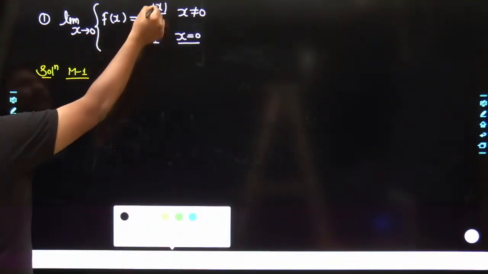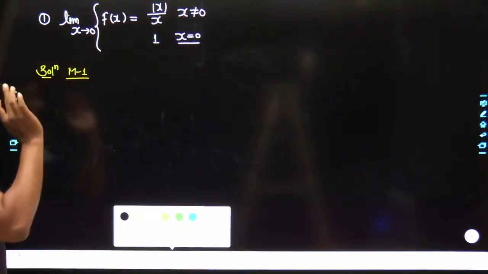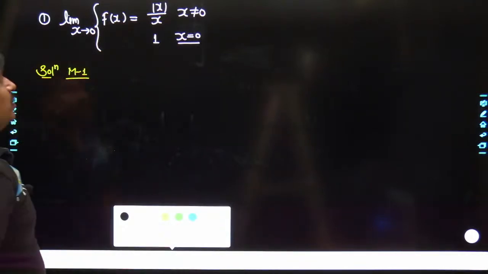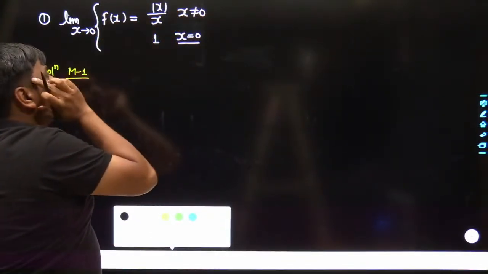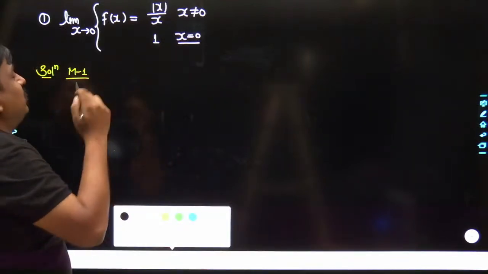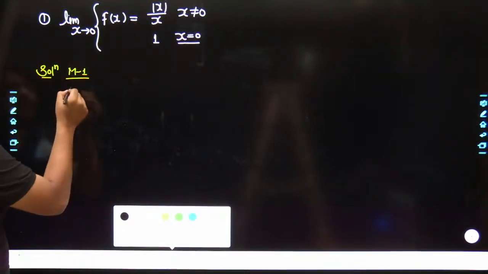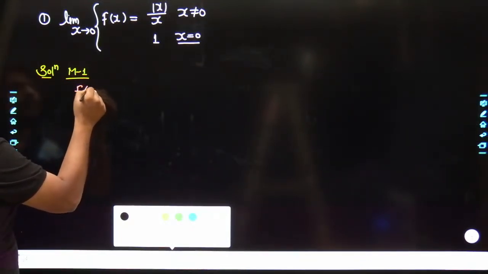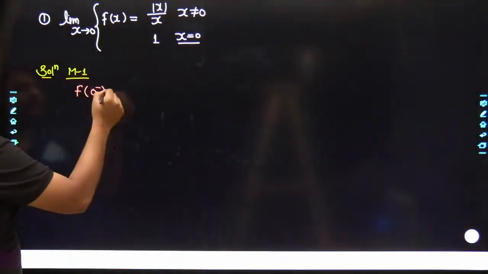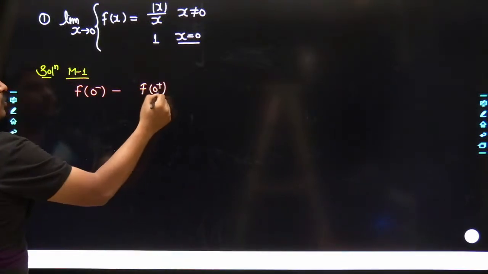So one thing is quite sure. When x is negative, mod of x would be referred to as minus x, and minus x divided by x would become minus 1. Similarly, once x is greater than 0, mod of x would be referred to as plus x, and plus x divided by x would be simply equal to 1. So one thing is quite sure: simply focus on the worth of the function before the test point, that is 0 minus, and similarly after the test point, which is 0 plus.